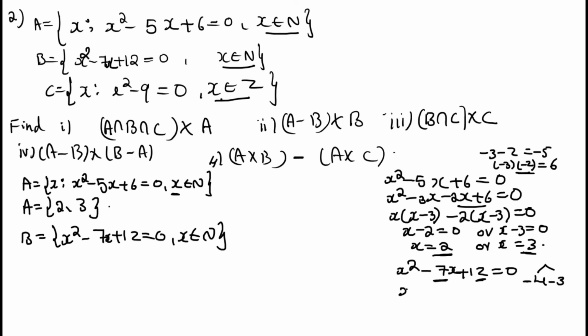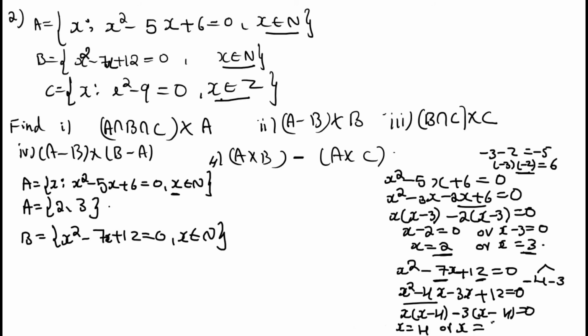So you can write it as x square minus 4x minus 3x plus 12 equal to 0. Then from the first sum take x outside, you'll get x into x minus 4. Second sum take minus 3 outside, you'll get x minus 4 equal to 0. Similarly, you can write here x is equal to 4 or x is equal to 3. So set B is equal to {4, 3}, or you can write it as {3, 4}.